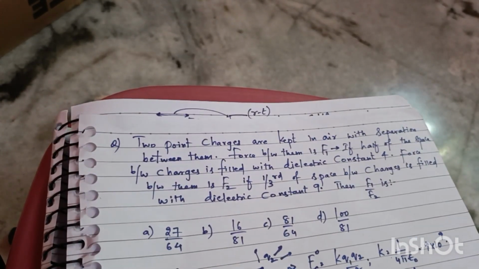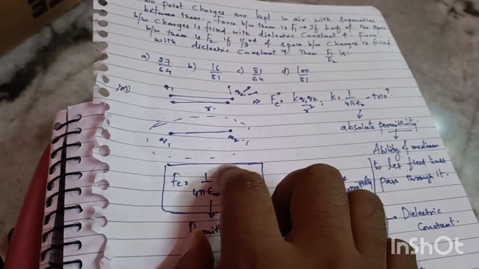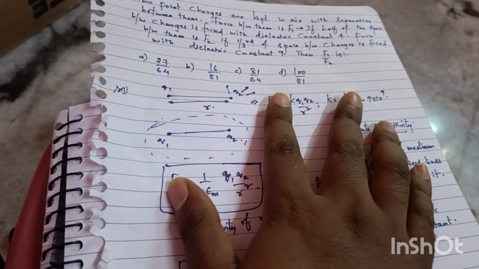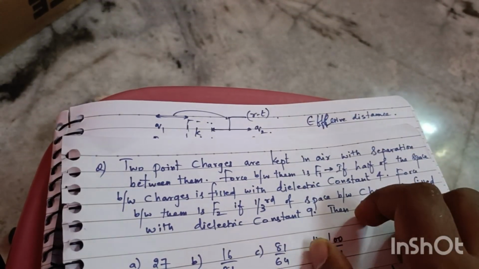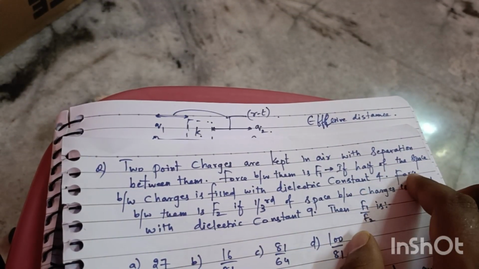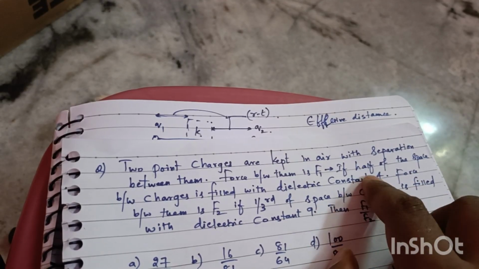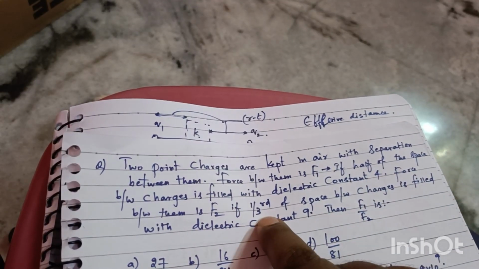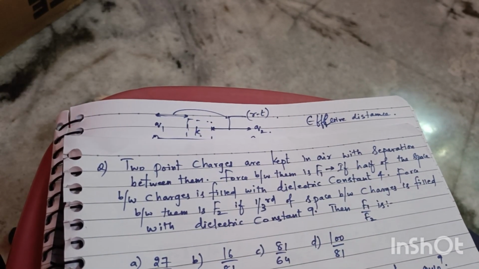So in this case the medium is continuous, that is fully covered, but in the problem it is a partially filled dielectric. So in the first case it is half filled, and in the next case one third of it is filled.